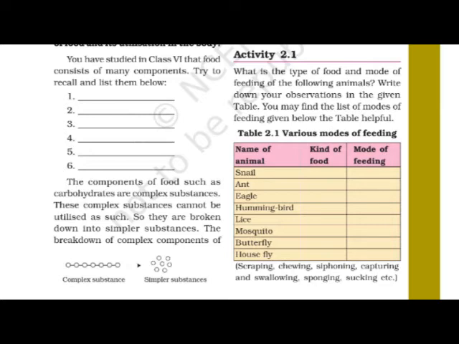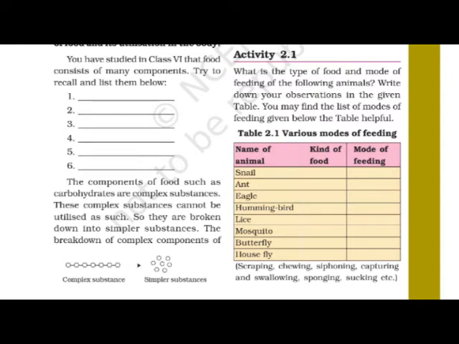Actually the names of the animals are given. We have to fill in the kind of food and mode of feeding. So here we have to fill in the observations. We have to write the kind of food and mode of feeding. Okay. You may find the list of modes of feeding given below. Below the table you can see the various modes of feeding are given. We just have to select it and put it into the table.